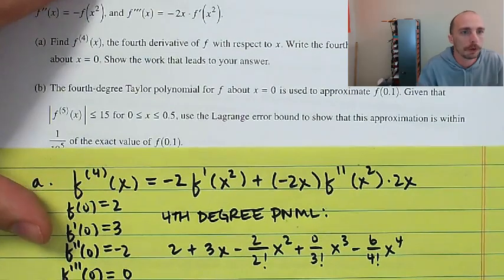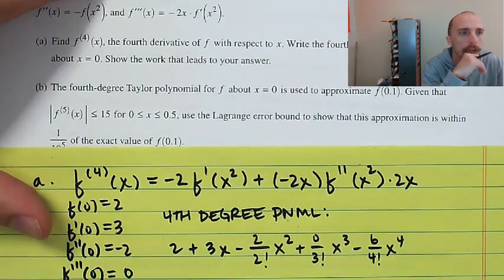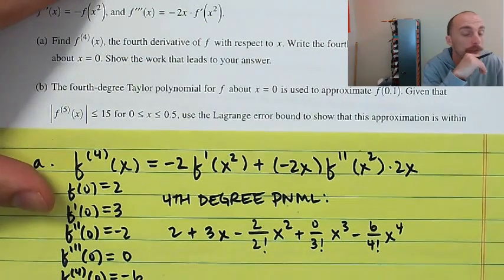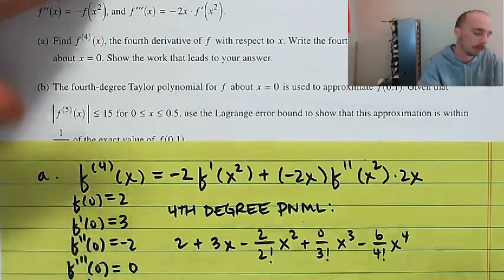All right, the fourth degree Taylor polynomial for f around x equals 0 is used to approximate f of 0.1. Okay, given that the absolute value of f's fifth derivative is less than or equal to 15 on the interval we're interested in, use the Lagrange error bound to show that this approximation is within 1 over 10 to the 5 of the exact value.